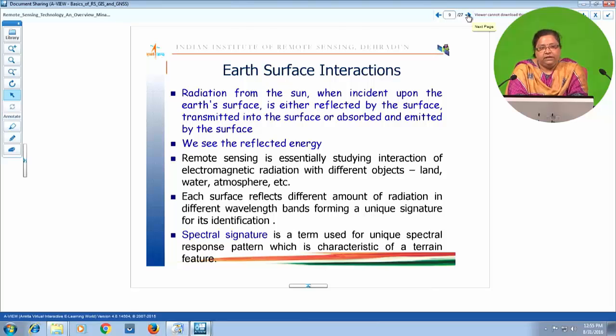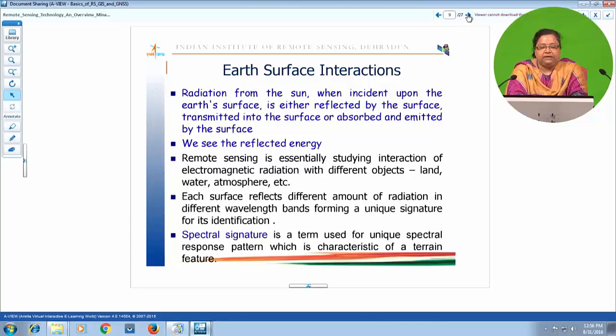Now the next step is the interaction of this electromagnetic radiation with the earth surface, because it is the energy from the earth surface that we are recording. So when radiation from the sun is incident upon the earth surface, it is either reflected by the surface, transmitted into the surface, or absorbed and then emitted by the surface. What we humans see is the reflected energy.